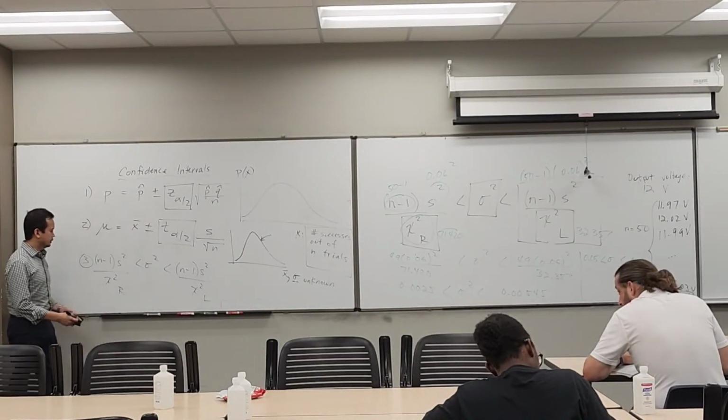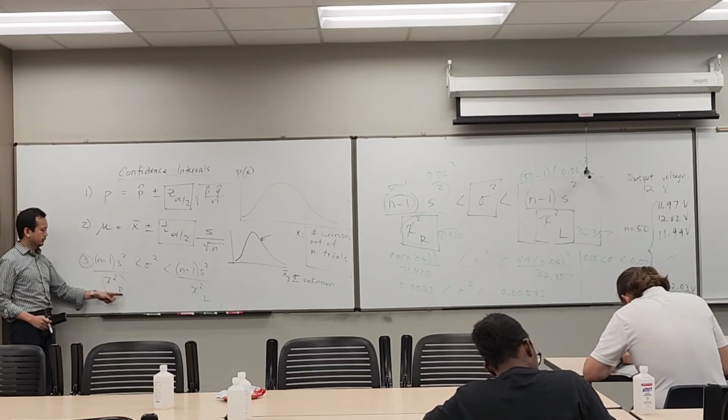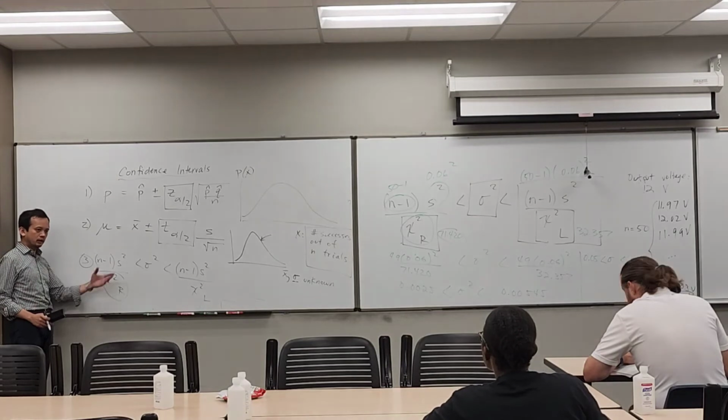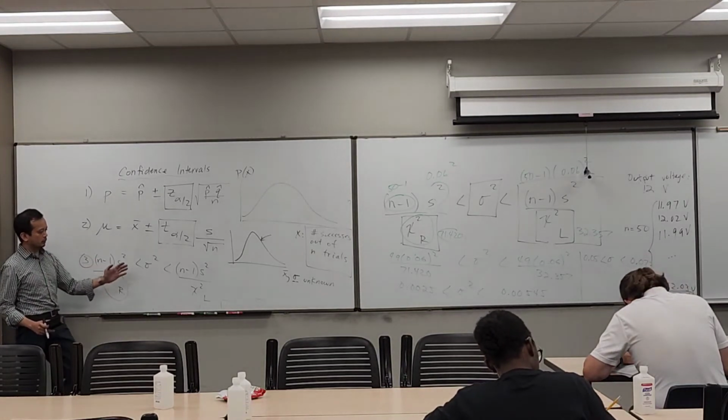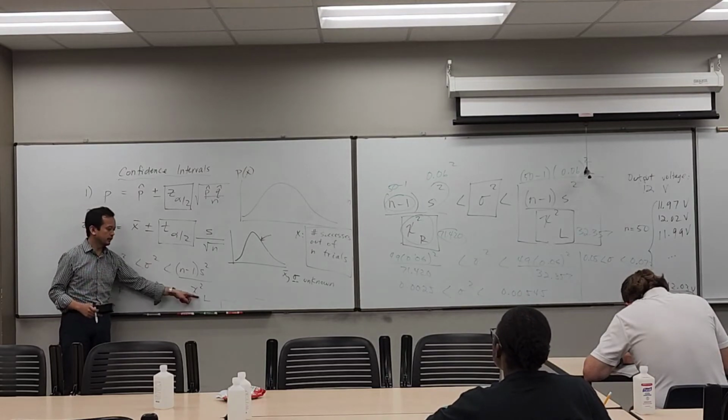Yeah, and notice that on the left side of the inequality here, in the denominator, you have chi-squared right, and on the right side of the inequality, you have chi-squared left. So that's not a mistake, that's how it should be.